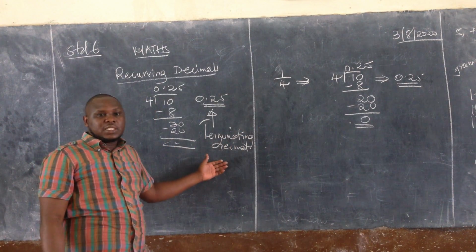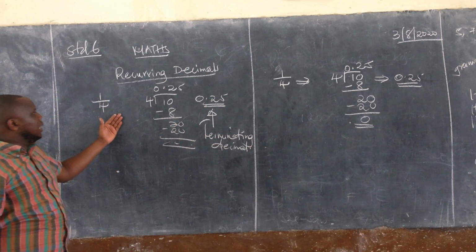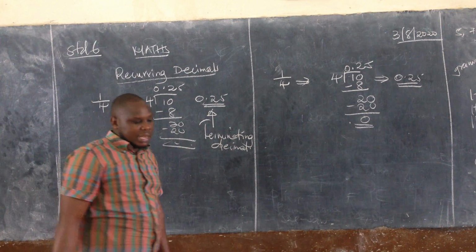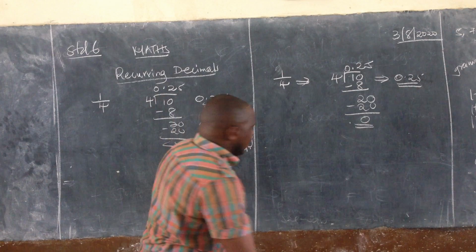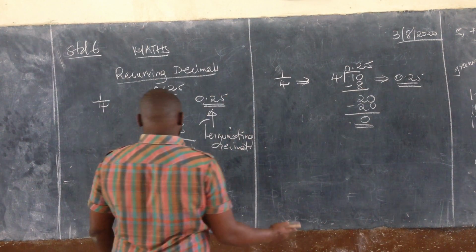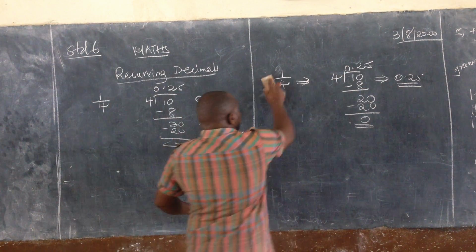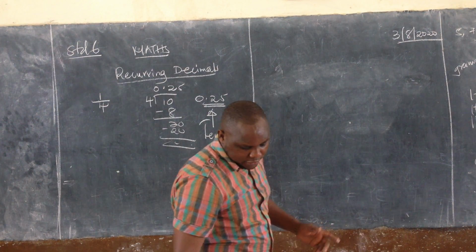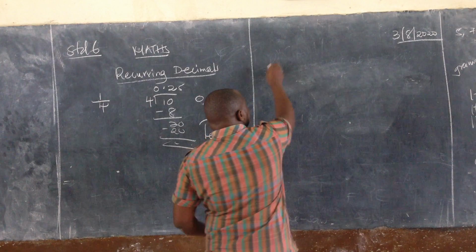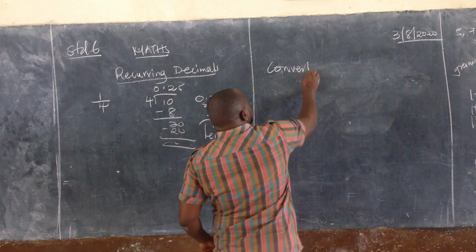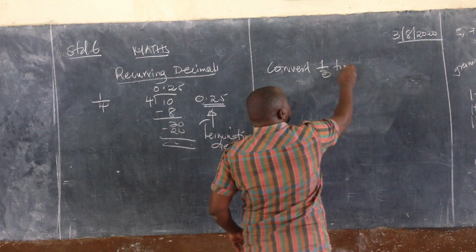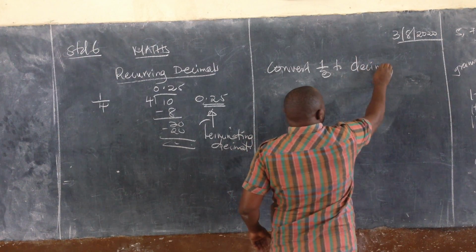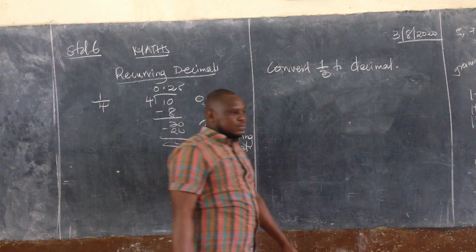So the opposite of terminating decimals is what we're calling recurring decimals. So we are going to have one example, or several examples for that matter. You can have a number of them. Like for example, you are given: convert a third to a decimal.